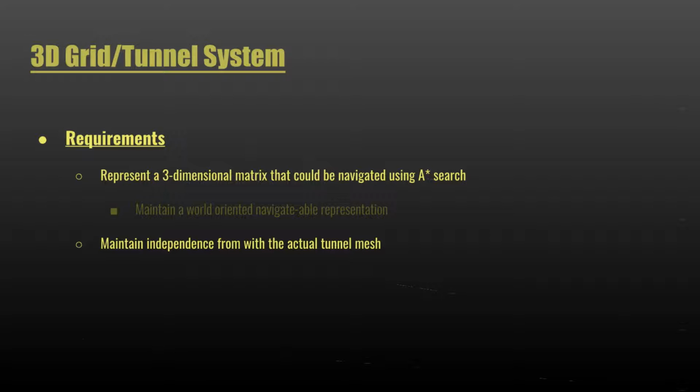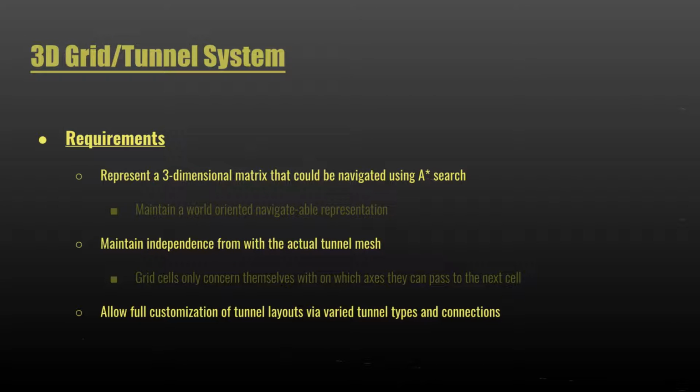I also needed to maintain some independence from the actual tunnel meshes, which means I wanted to design the grid cells in such a way that the only concern was which grid cell they could connect to, right? Not to be so rigidly constrained to the mesh, because if I ever wanted to change how the mesh was designed, I didn't want that to make me have to rewrite my whole tunnel script, right? Good code design, that's what I'm going for. Loosely coupled, modular code design, nice. And I also, like I said, wanted full customization of the tunnel layouts.